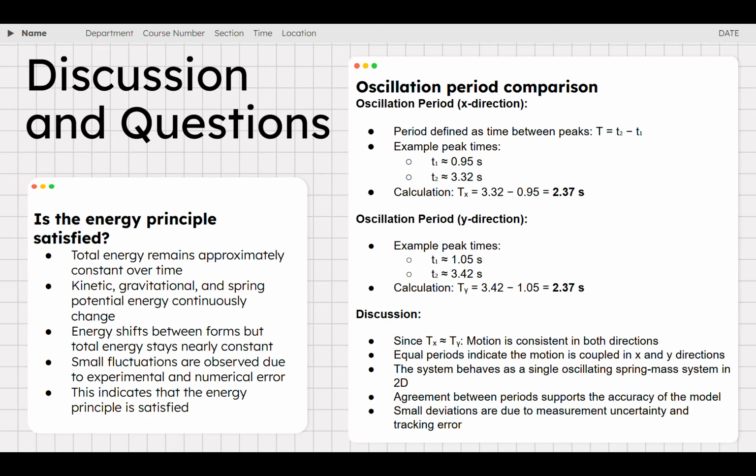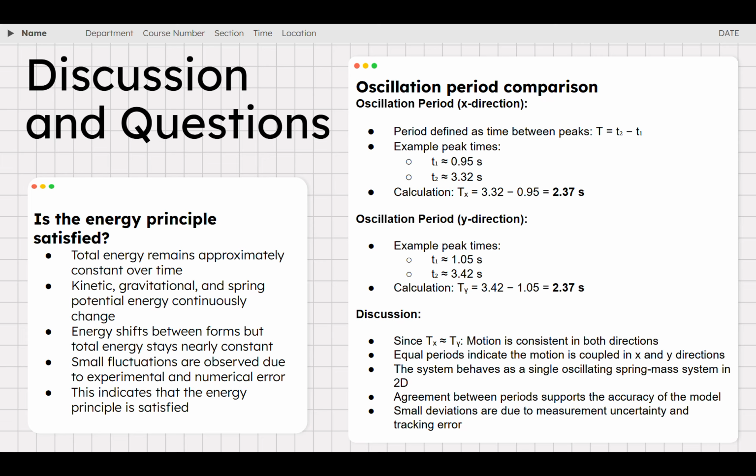Is the energy principle satisfied? Total energy remains approximately constant over time. Kinetic, gravitational, and spring potential energy continuously change. Energy shifts between forms, but total energy stays nearly constant. Small fluctuations are observed due to experimental and numerical error. This indicates that the energy principle is satisfied.